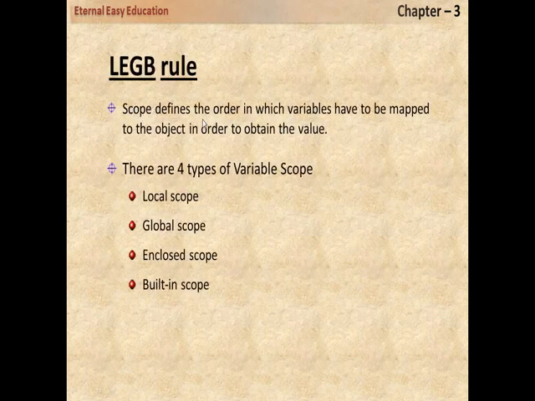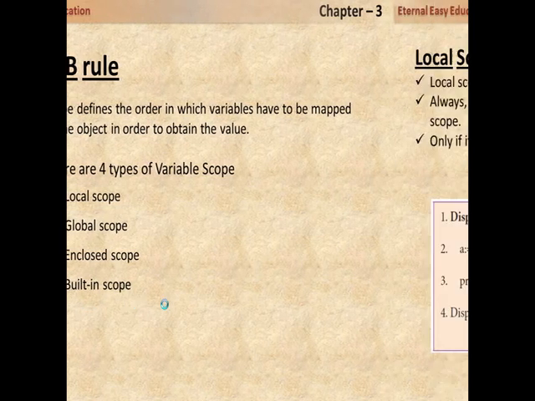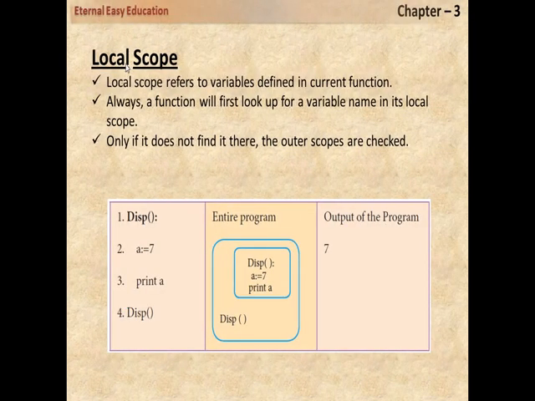Actually, scope defines the order in which variables have to be mapped to the object in order to obtain the value. So here we are going to restrict the visibility of the variables inside a program. There are four types: local, global, enclosed, built-in scope. Let's see one by one with examples.